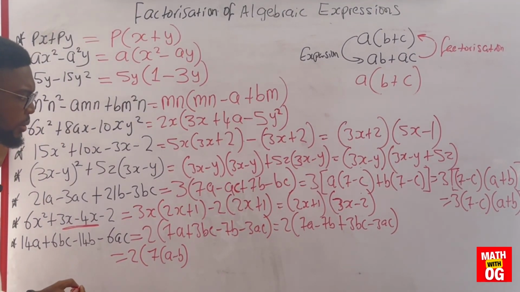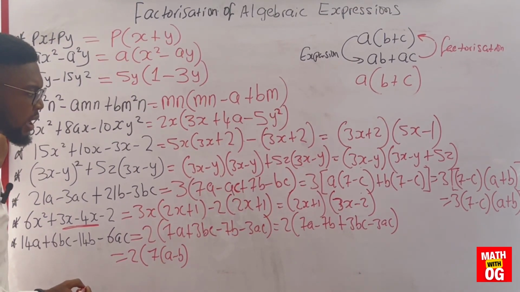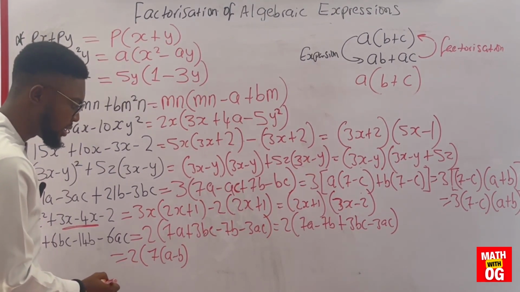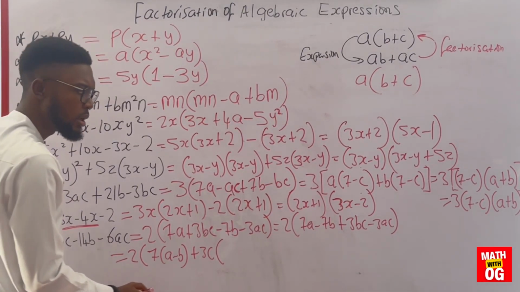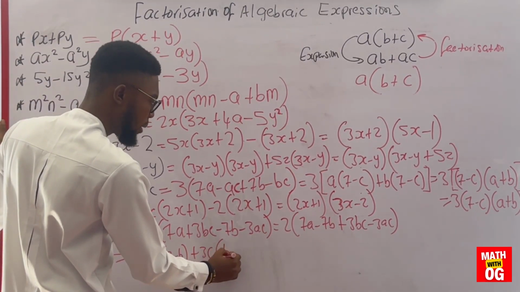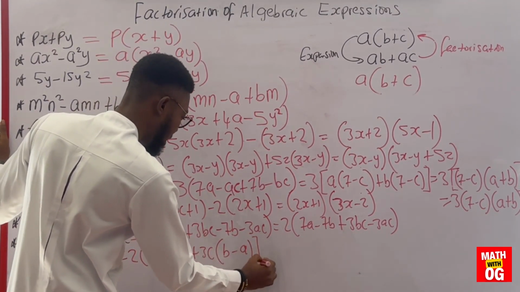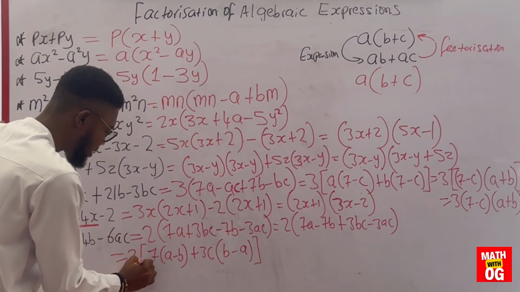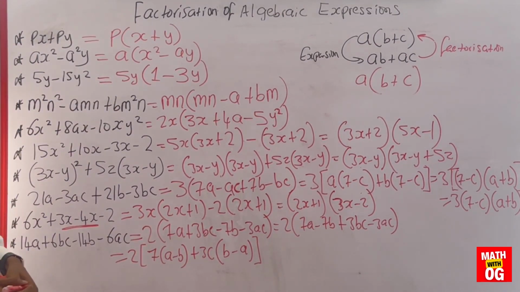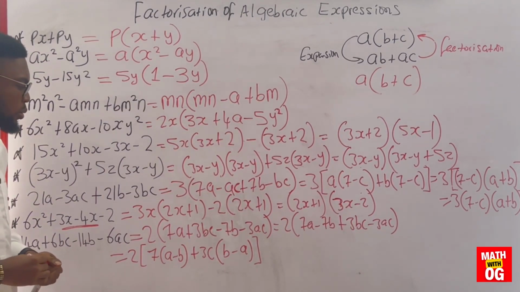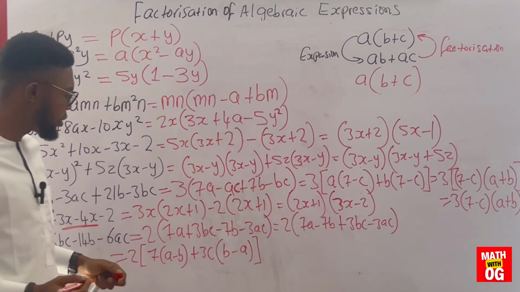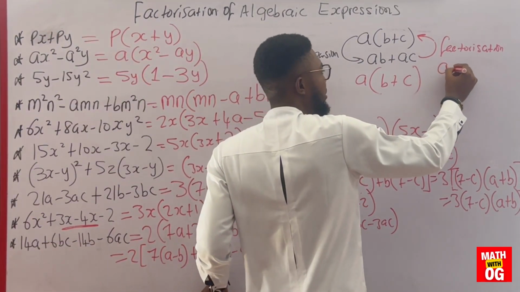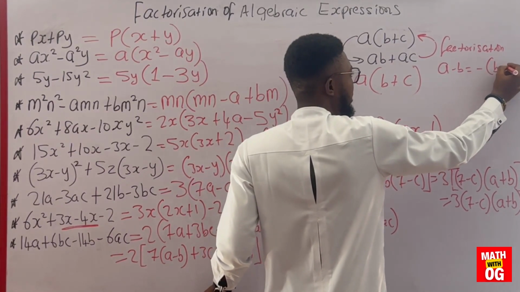Then similarly, 3bc minus 3ac, I can factor out a 3c, which is positive 3c, and I'll be left with b minus a. Now you can see that what we have here is a minus b, and what we have there is simply b minus a. They are not the same, but there's something we can do to make them the same. A minus b, b minus a. You will agree with me that a minus b is equal to negative, b minus a.